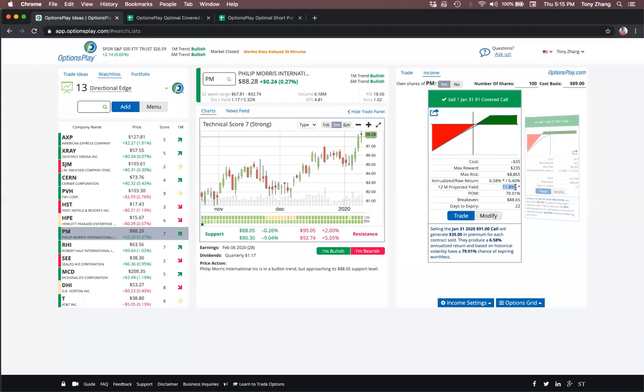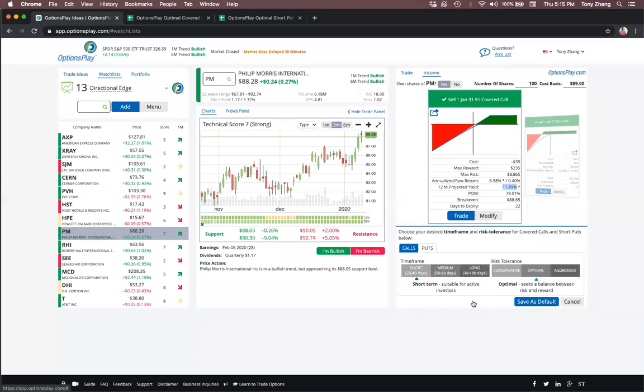Wayne is saying, I've been following your examples along with my options. I'm on the options play screen. I'm not getting the same recommendations that you are showing. So Wayne, what you want to do is go to income settings at the bottom of your income tool, and choose short, medium, or long term. I've chosen short term because of the things that we explained to you. And I've chosen aggressive for puts, and I've selected optimal for calls.